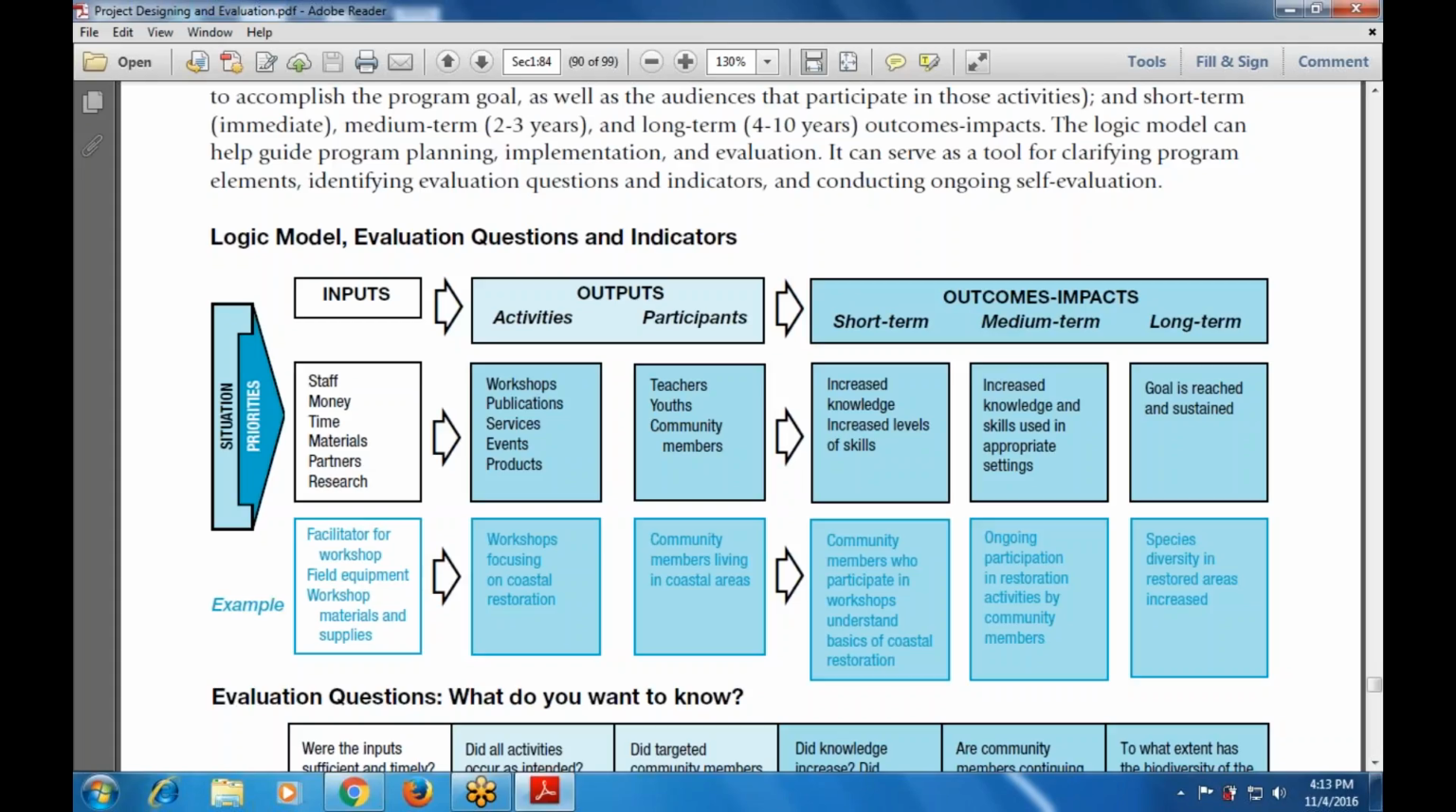Then short term is increased knowledge, increased level of skills. What is the increased knowledge? What is the level of skill that is being judged? Then next is medium term. Then next is long term. Long term, in the sense, the goal is achieved, the goal is reached and sustained. Whatever the criteria, they are sustained over time. The next is the facilitator for the workshop, then field equipment, workshop material and supplies. So this is one example of the input.